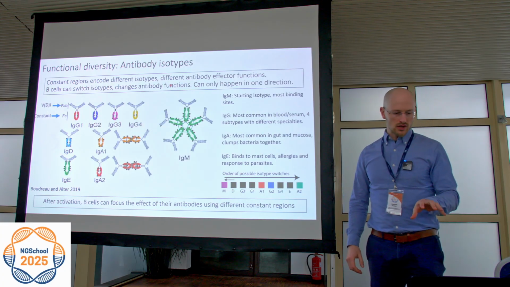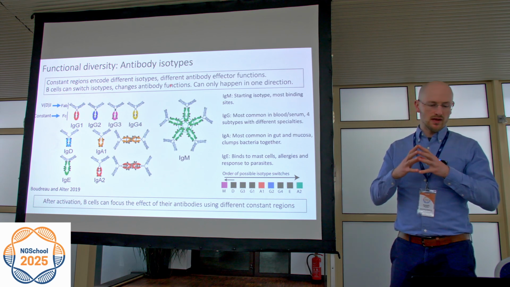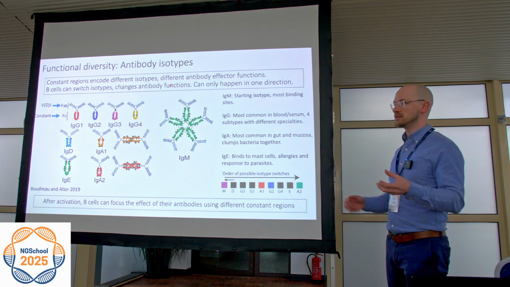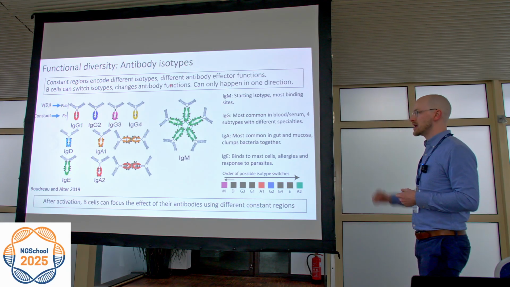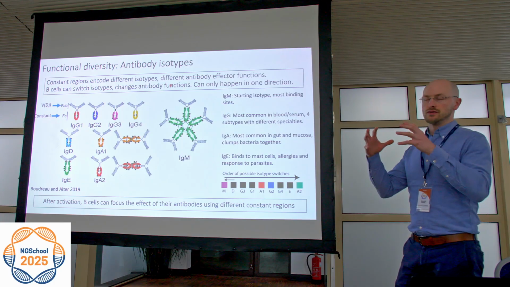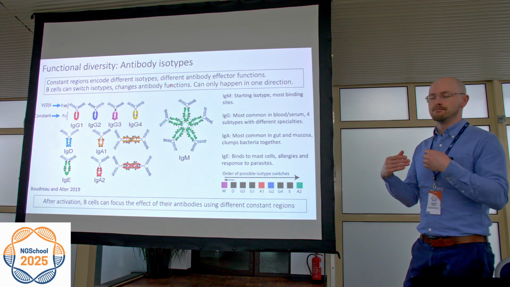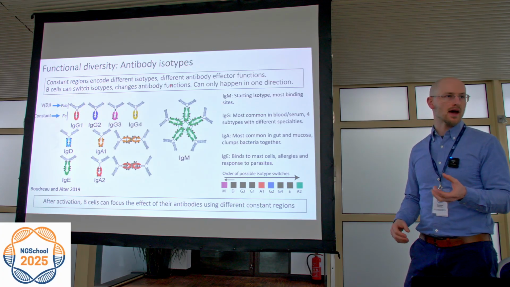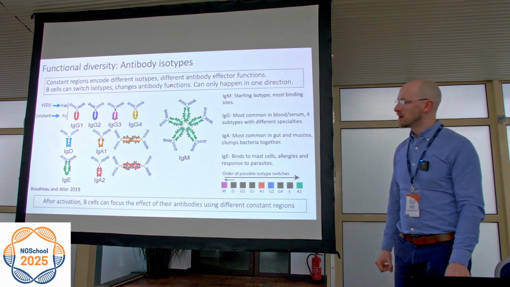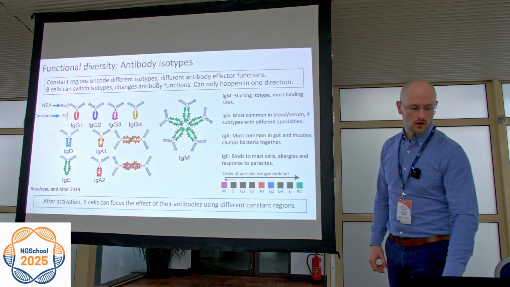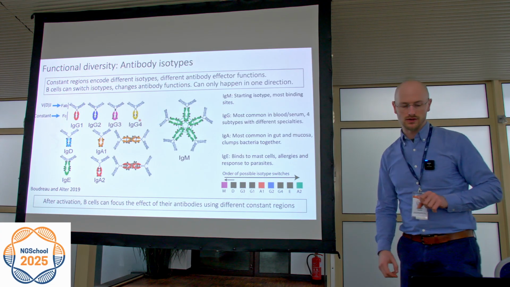So all the variation I've talked about so far has been in the variable region, which controls what an antibody binds to, but there's also variation in the constant region. And this affects what effect the antibody has once it is bound. So the constant region gene encodes what are called different isotypes, which control antibody effector functions.